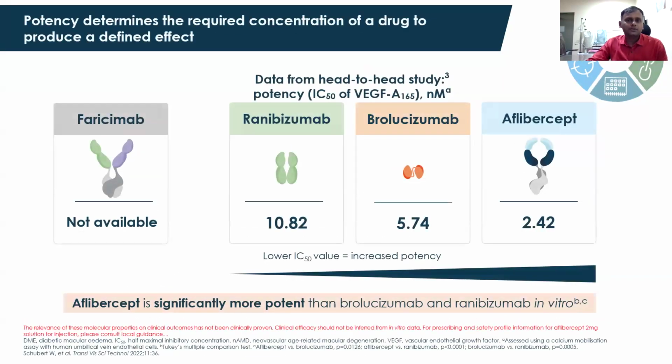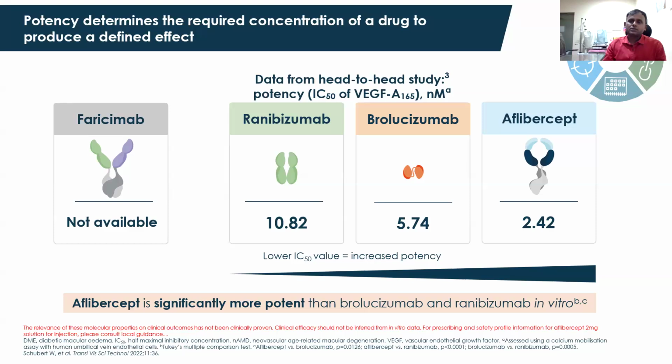Potency determines the required concentration of the drug to produce a defined effect. So it is basically the inhibitory concentration value. The inhibitory concentration of any drug assesses the value of the drug to achieve 50% of the concentration in that molecule. So the lower the IC value, the higher the potency.